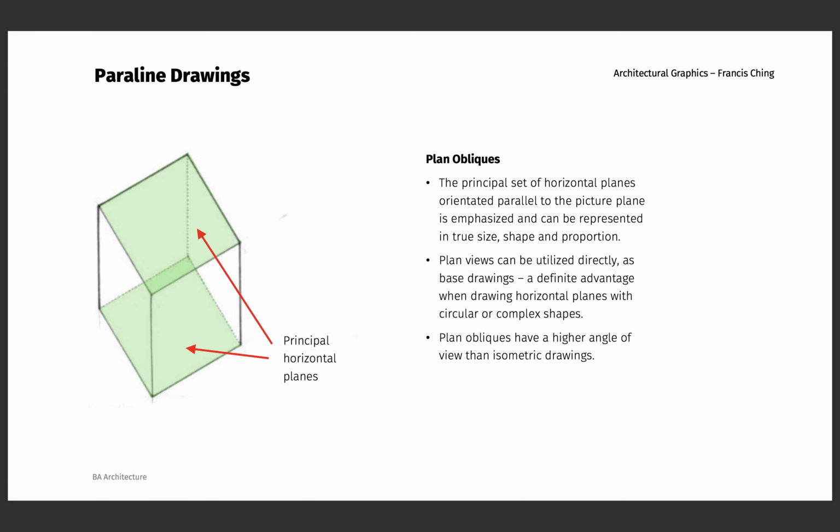Plan oblique, on the other hand, is very useful because you can directly use your orthographic plan drawing as the basis for this drawing. So here, the emphasis is on the horizontal plane, they're orientated parallel to the picture plane, and it's emphasized and can be represented in its true size, as we just said. And the plan has a higher angle of view, so you appear to be higher up and looking down on this, slightly more drone-like than an isometric. So it's going to really emphasize floors and roofs and de-emphasize walls.